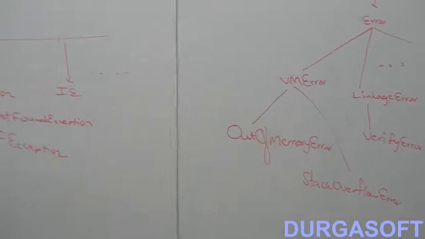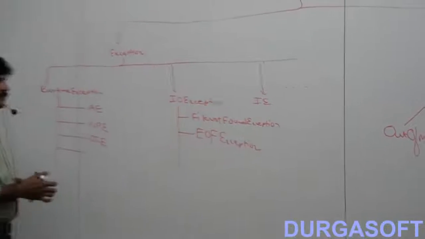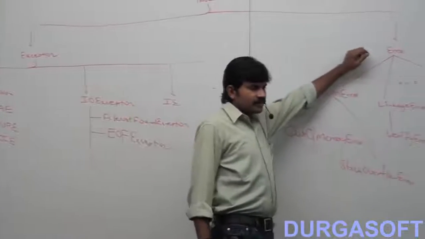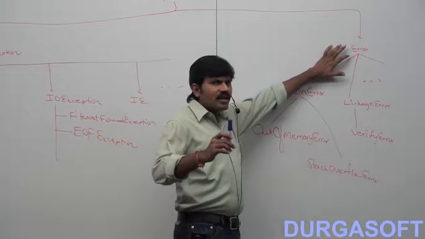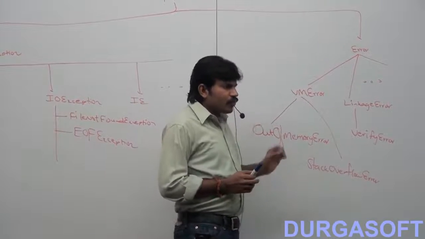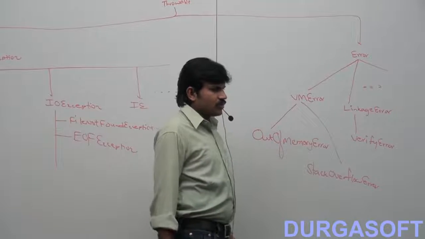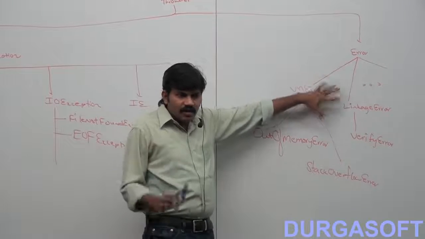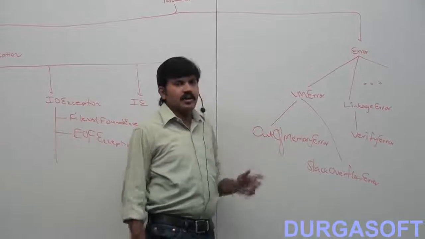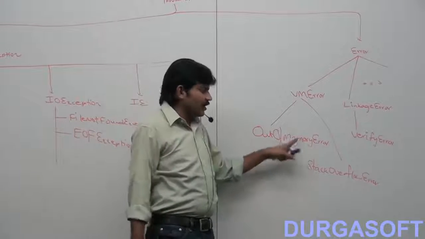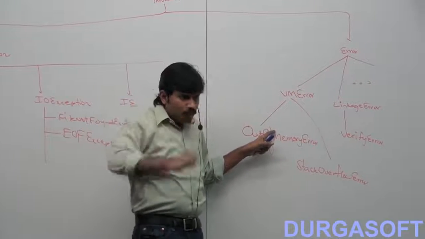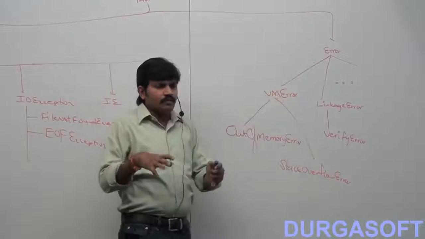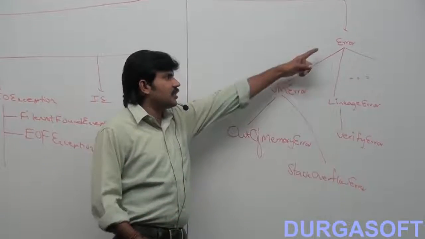Now, among all these, which are checked and which are unchecked, you should have clear clarity. Let me consider the Error case. Are errors caused by our program or due to lack of system resources? Errors are not caused by our program; they are caused by lack of system resources. Sufficient heap memory is not there, giving OutOfMemoryError, or the stack size overflows, giving StackOverflowError. So the problem is not with our program but with our system.